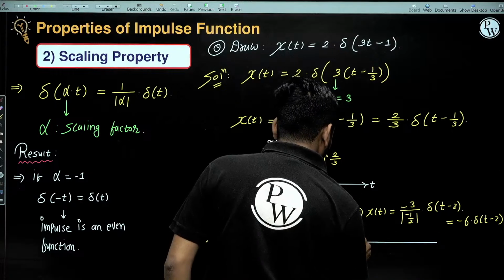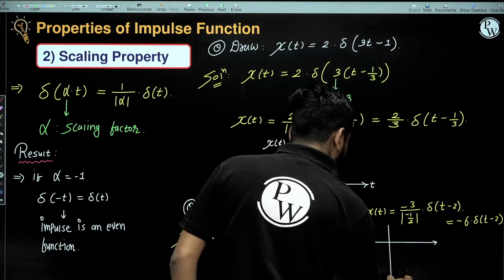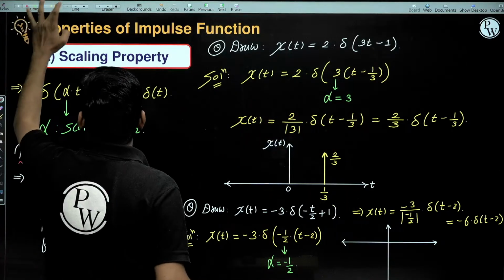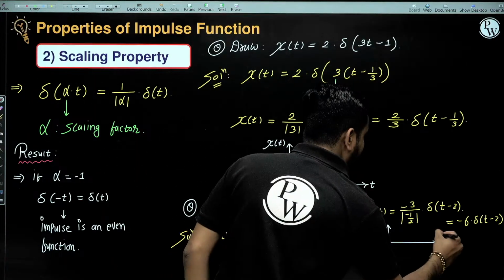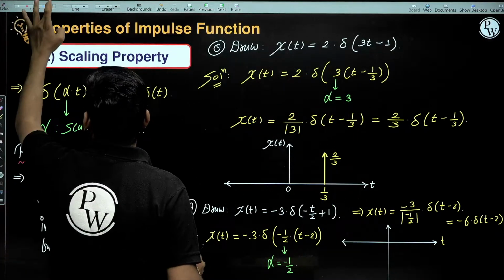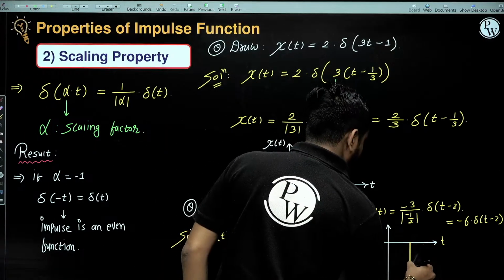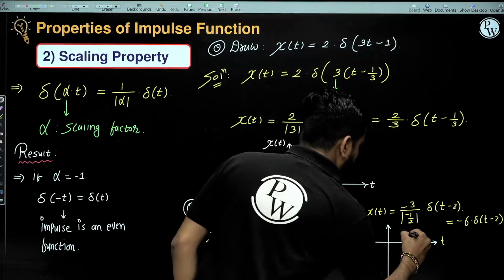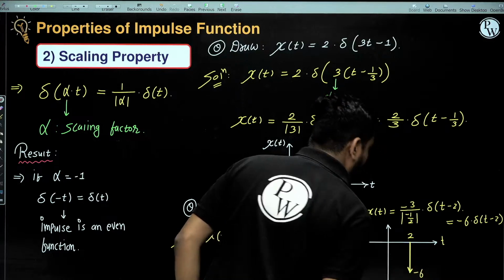What is the graphical representation? So this is t, and the impulse is present at t equal to 2, guys, with area minus 6.